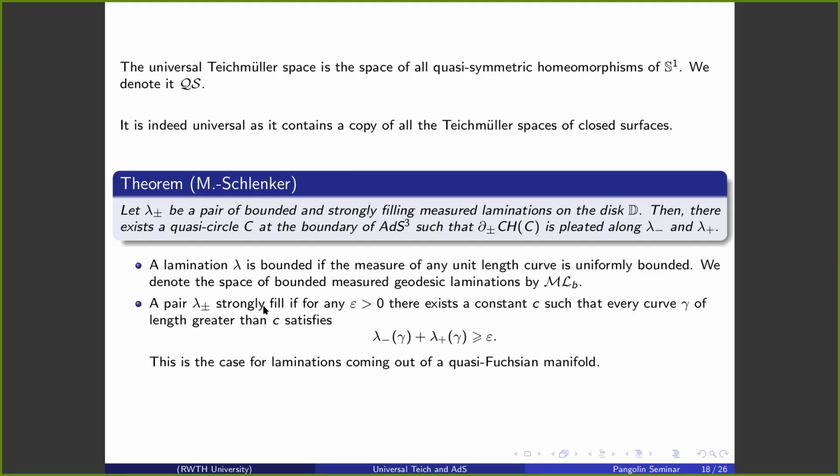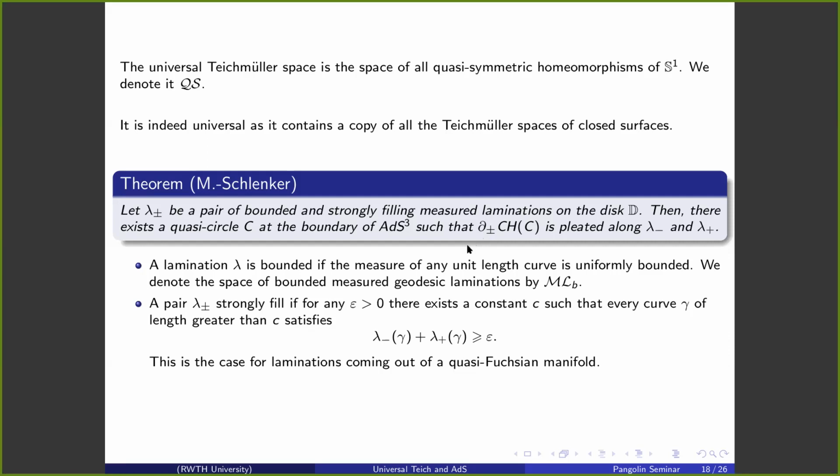Hang on, Louis. Excuse me, Louis. Thierry has a question, I believe. Yes, I would like to. Is it possible, when you have such a pair of bounded and strongly filling measured laminations on the disk, that one of them is filling entirely the disk, so that the union of leaves is the entire hyperbolic plane, for example? You see what I mean? Yes, I think it's possible. So the support of one of the two laminations is entirely H2? Yes, it's possible.